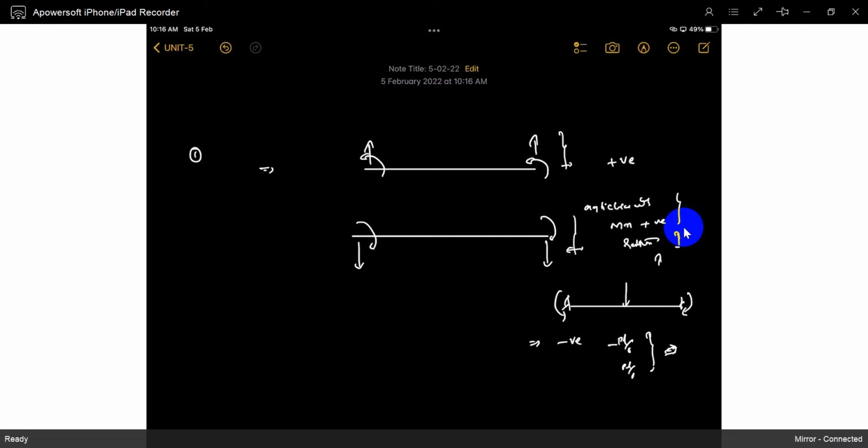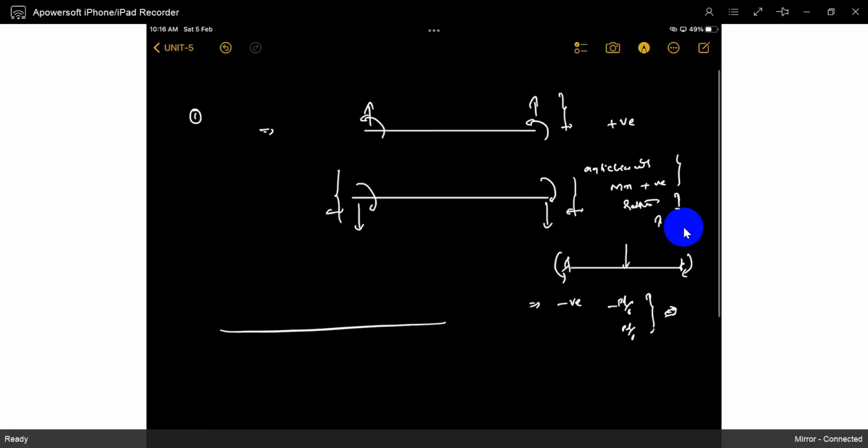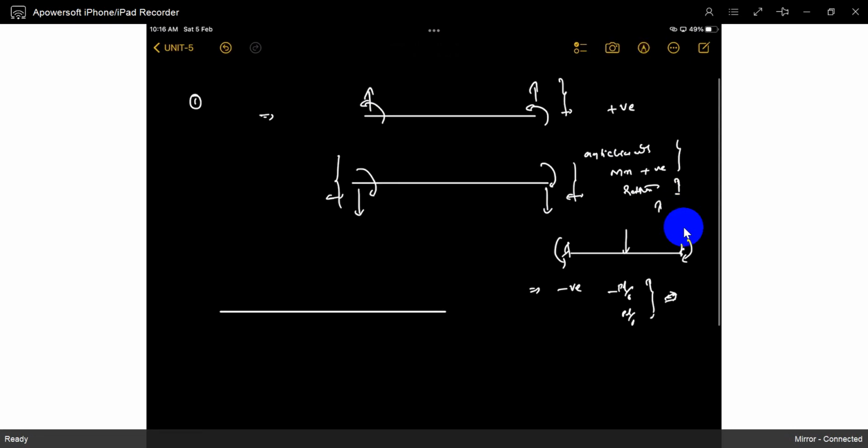You can take either one, but sir, if you take these directions, does the stiffness matrix change or not? No, no way. The stiffness matrix doesn't change. Sir, why is it so? Just take an example. If you take this element and apply a unit deformation in the direction, it will go like this.